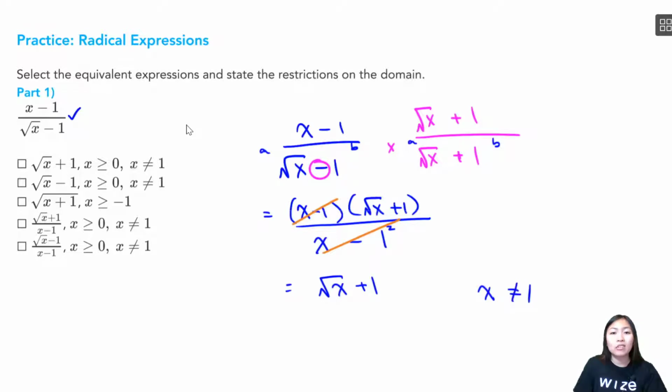And also, because I start off with x being in a square root, I also need x to be greater or equal to 0. So the correct answer that matches with this is this expression right here, root x plus 1. And I do see that x is greater or equal to 0, and x cannot equal 1.